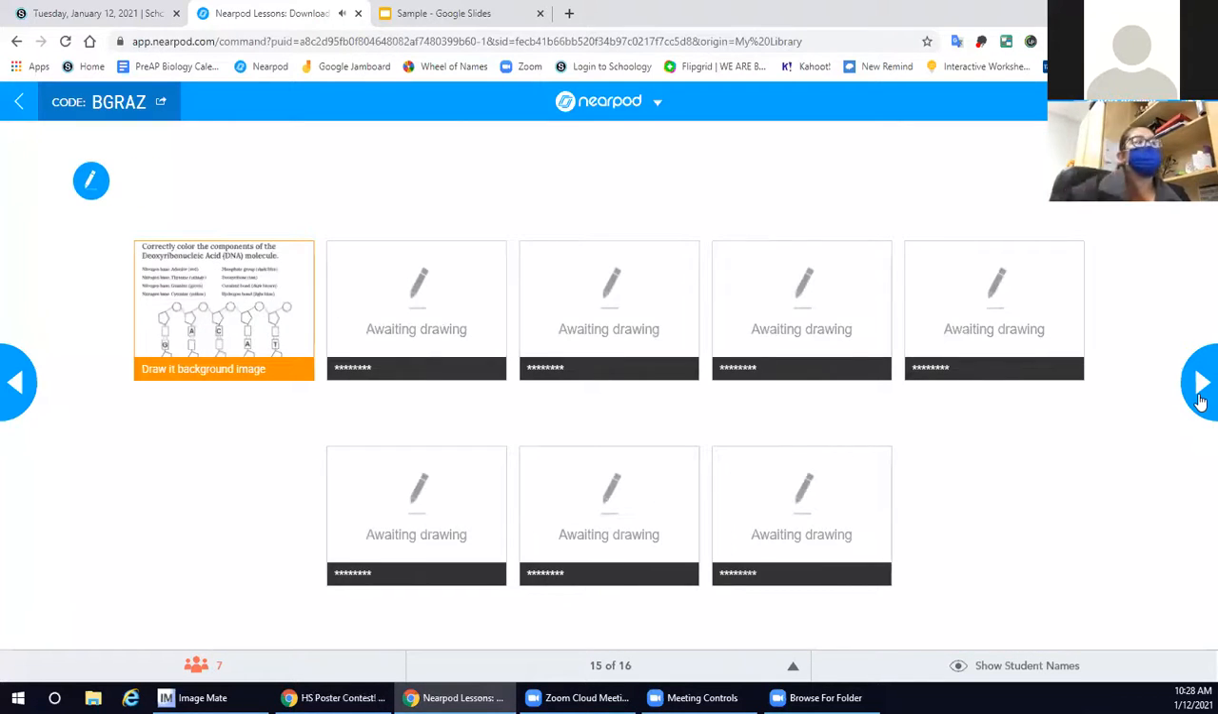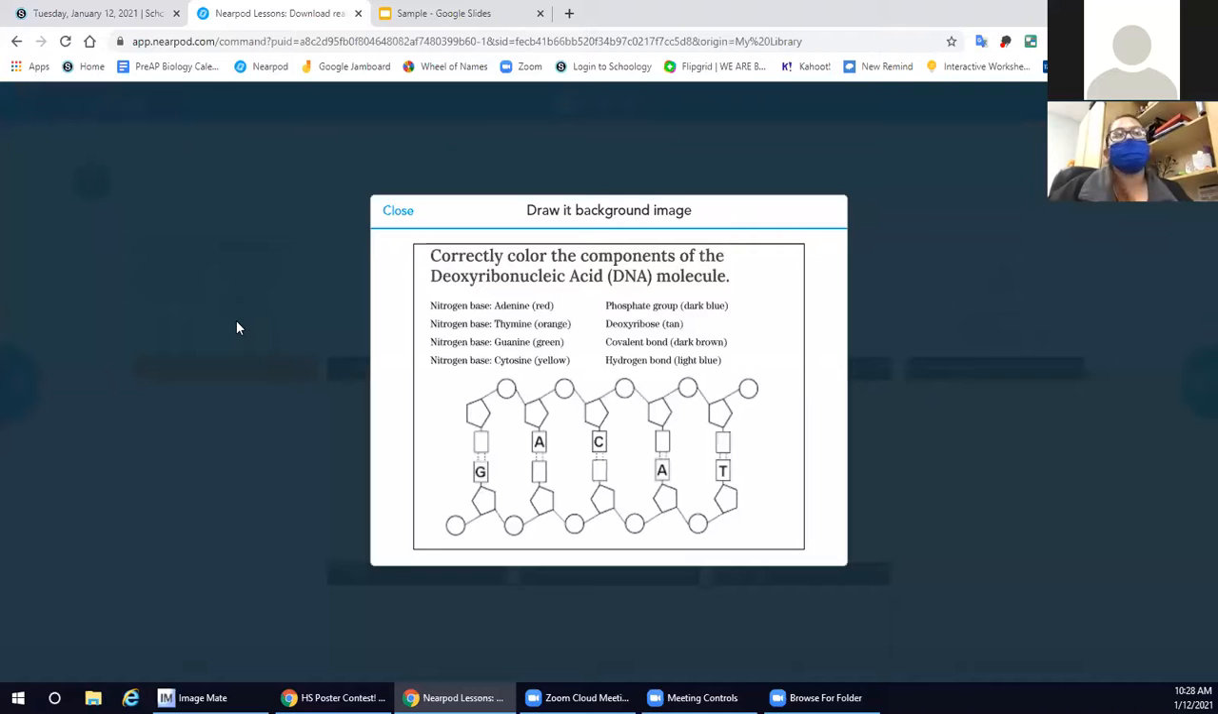All right, so now we're going to label a DNA strand. Tell me which ones are the adenines, which ones should be the thymines, which ones should be guanine and cytosine. And then again, color your phosphates, your deoxyribose. Color your covalent bonds dark brown and your hydrogen bonds light blue.